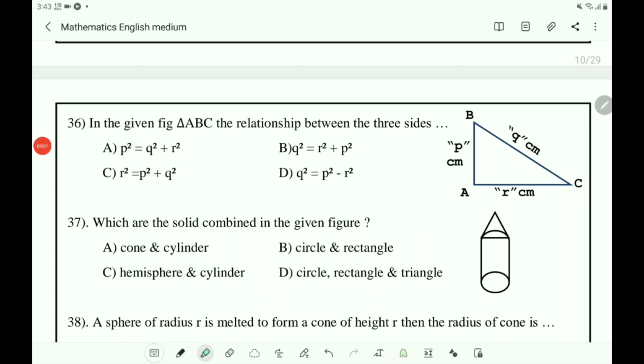Now you take question number 36. In the given figure triangle ABC, the relation between the three sides. Here this is the hypotenuse. These two are the other two sides.